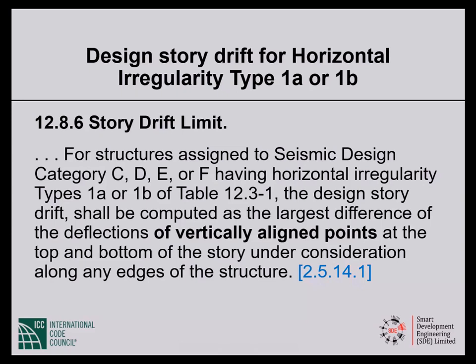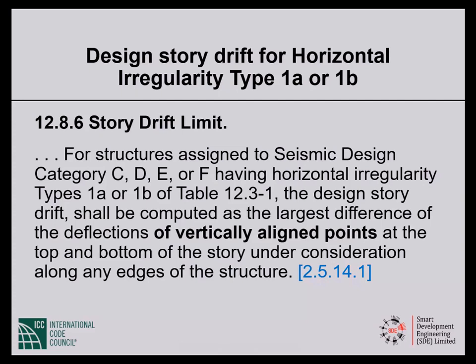The second is how we compute interstory drift. For structures assigned to design category C and D, having horizontal irregularity type 1A, 1B, the design story drift shall be computed as the largest difference of the deflections of vertically aligned points at the top and bottom of the story under consideration along any edges of the structure.